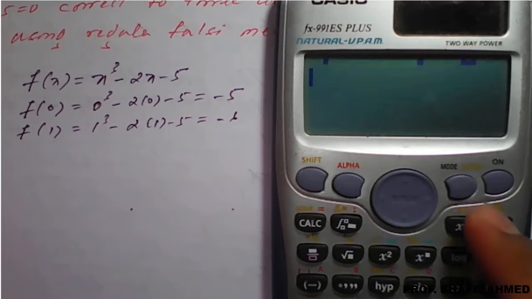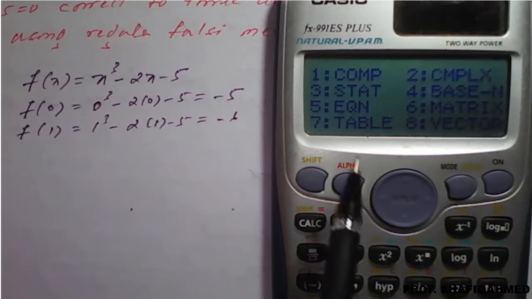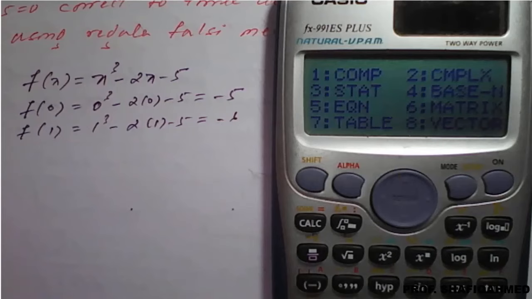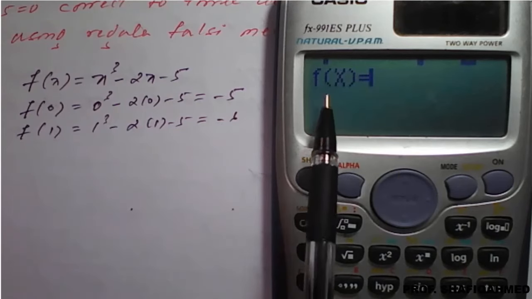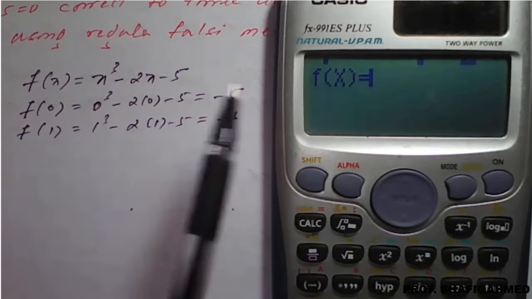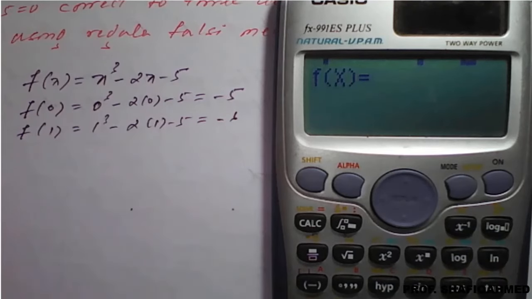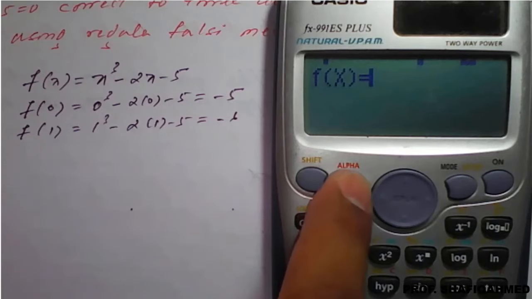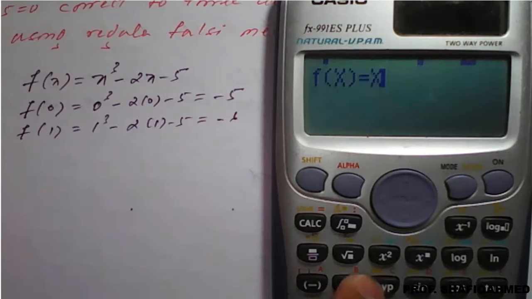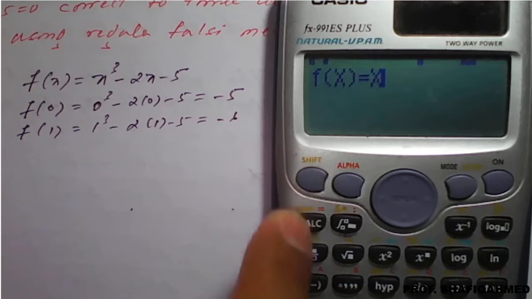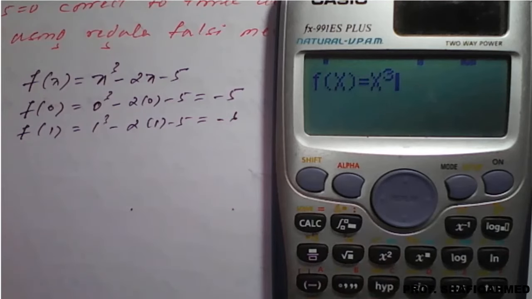Now, go to the mode option, then you can find option 7, table, we have to use option 7 table. So you will find f of x. In front of f of x we have to write this equation, that is x cube minus 2x minus 5. So how to write here, just see, using alpha x and the cube option you have to take. So that is cube minus 2x, that is minus 2 into alpha x. Then we have minus 5, then press the equal to sign.